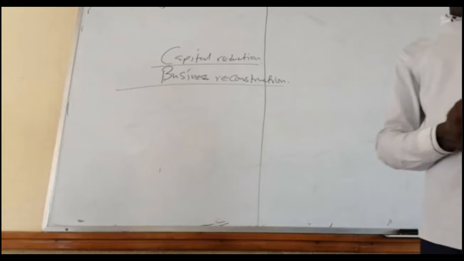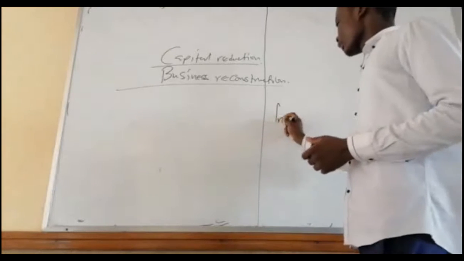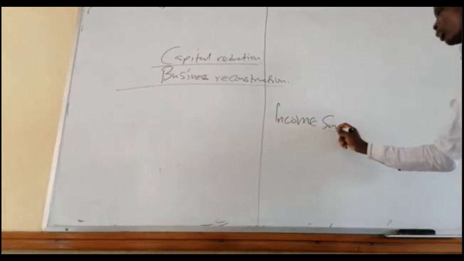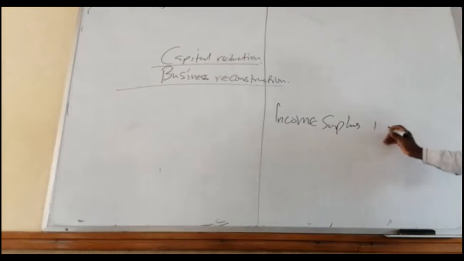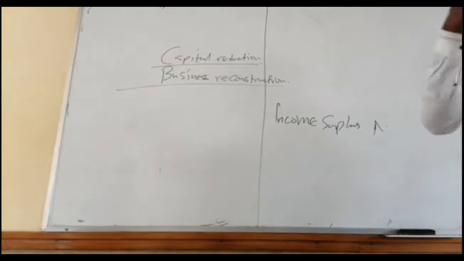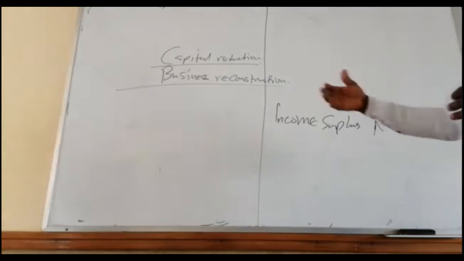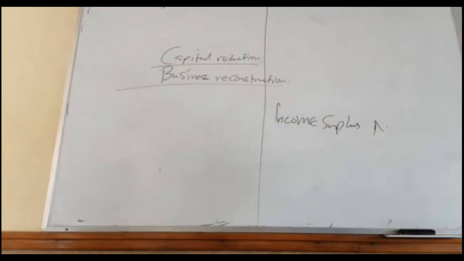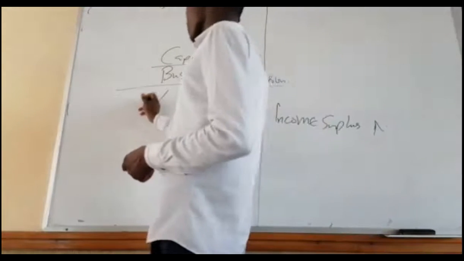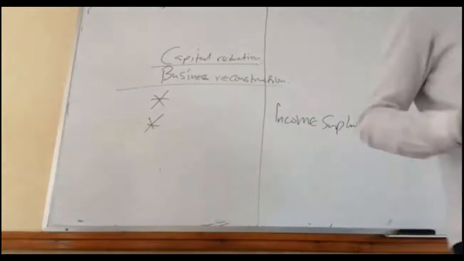Any company that is struggling in business, making consistent losses to the extent that your income surplus is negative. That is, you make consistent losses to the extent that your retained earnings has accumulated a negative figure. Such an organization needs a turnaround strategy, and that strategy is to go through the business reconstruction process. Such a company has two options.